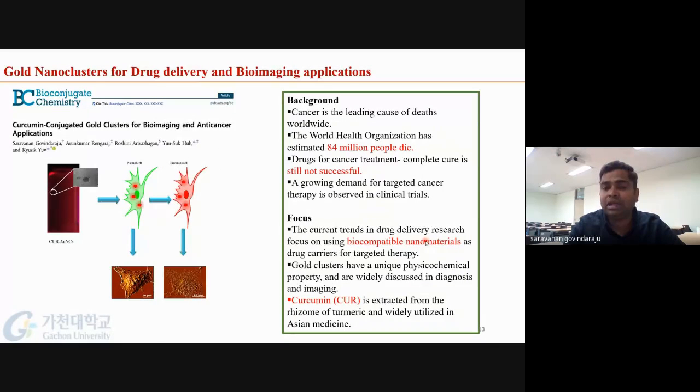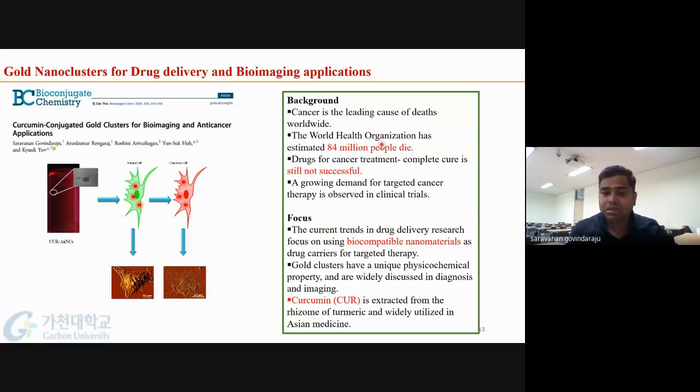So that's the background of the study. Dr. Soleimani already talked about cancer and everything, so I think this cancer background is well known to all people. So I skip that background and focus on our current study. The current trend in drug delivery research is using biocompatible nanomaterials as drug carriers for targeted therapy. The material which we synthesize should be biocompatible.